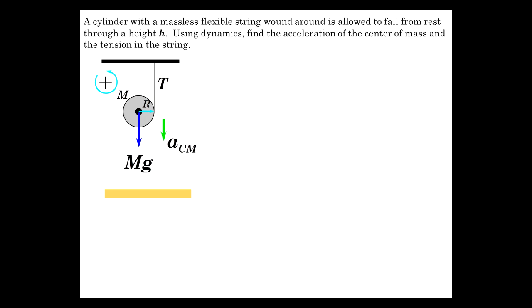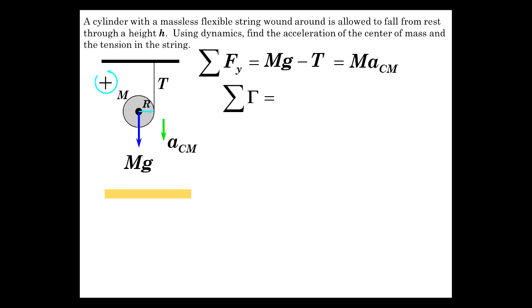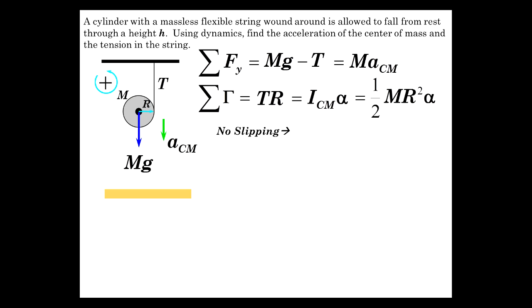And we have an acceleration of the center mass. So the sum of F is mg minus T, which is ma. Then we have the sum of torques. The torque is the tension operating through the radius, perpendicular to each other, and that's I alpha. And that's 1/2 mr squared alpha.